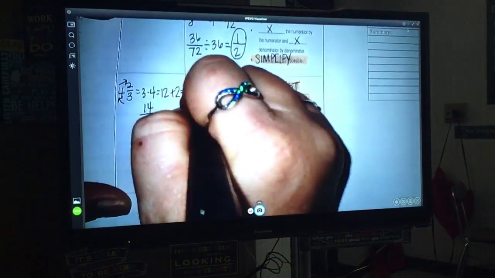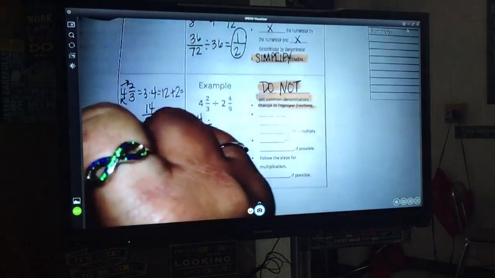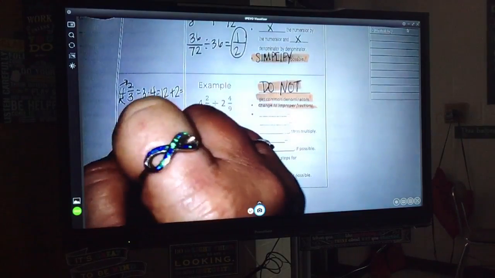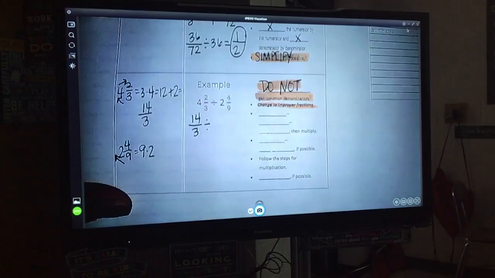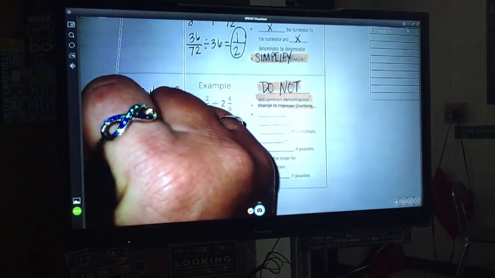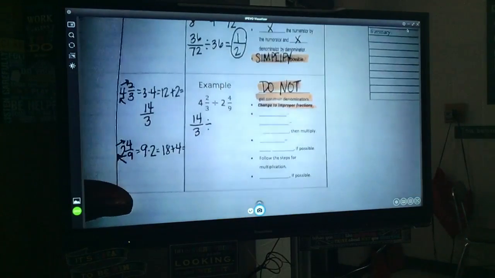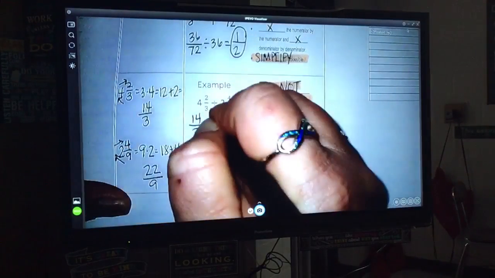So I'm gonna write 14/3 here, my division sign, and I'm gonna do the same thing for 2 and 4/9. So I'm gonna multiply 9 times 2, which gives me what? 9 times 2, Delilah? 18. And 18 plus 4. What's 18 plus 4? Ronnie? 22. So this becomes 22/9.